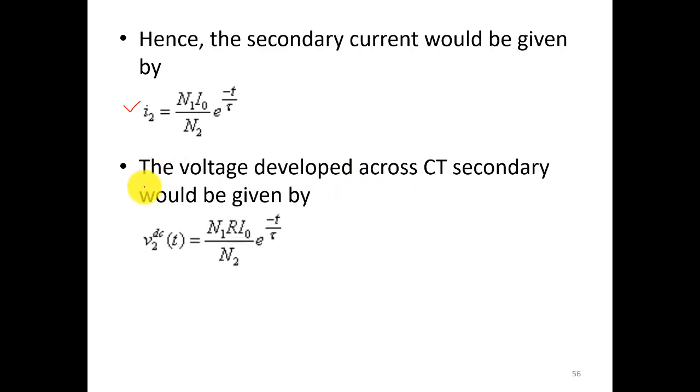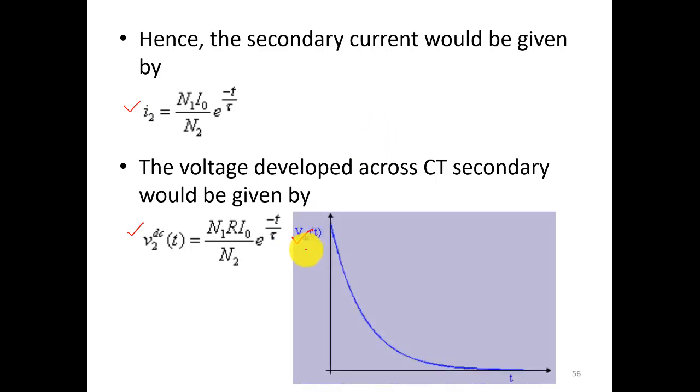V2 DC, right? That means the voltage across the secondary side will be N1 by N2 R times I naught e to the power minus t by tau. So this will be your voltage developed across the CT secondary. If we plot this voltage, it will look like this. It will be similar to the current waveform.